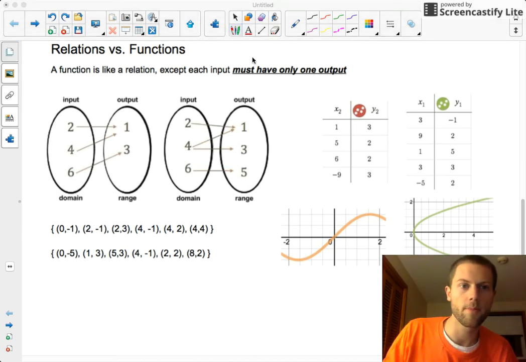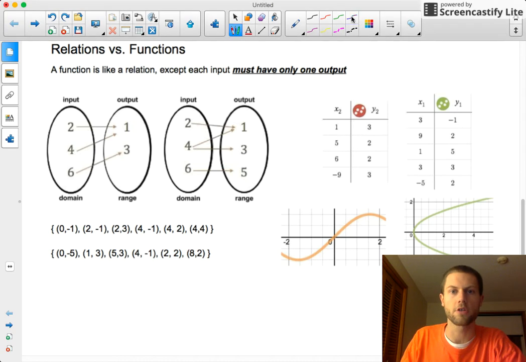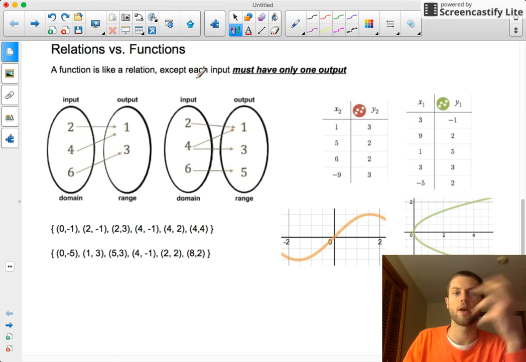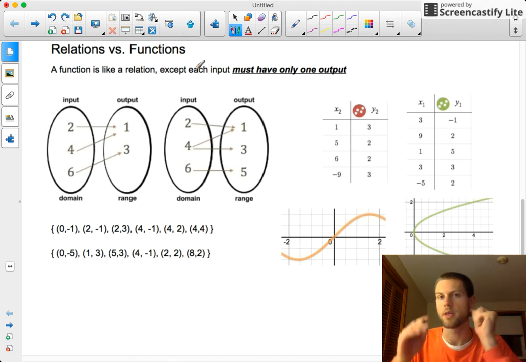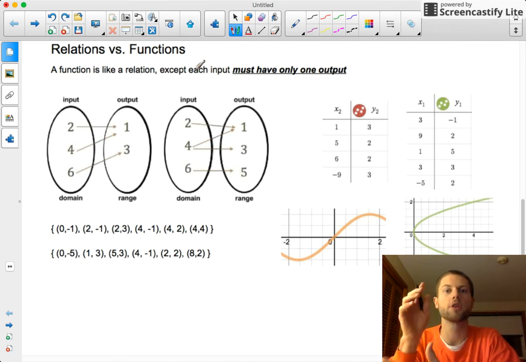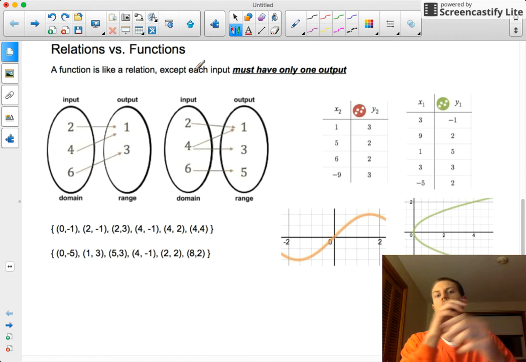In this video, we're going to build off of what we just learned about relations, and we're going to add a special type of relation called a function to the mix. So remember, a relation that we saw before is just any set of paired inputs and outputs. It can be any bunch of numbers, that's your domain, matched with any bunch of numbers that is your range. So it could just be any pairings.